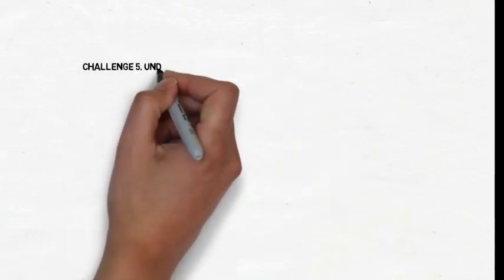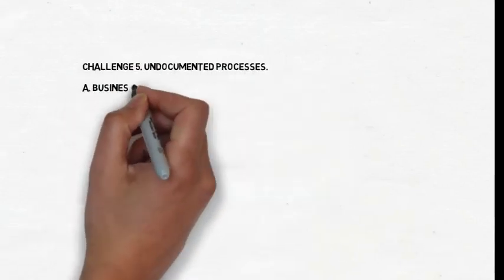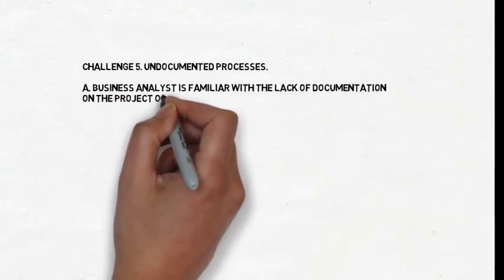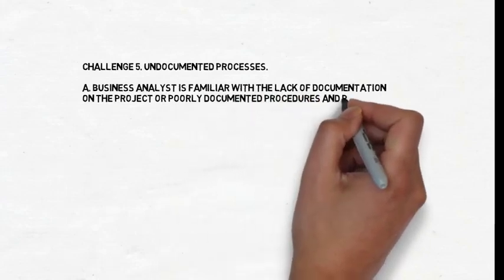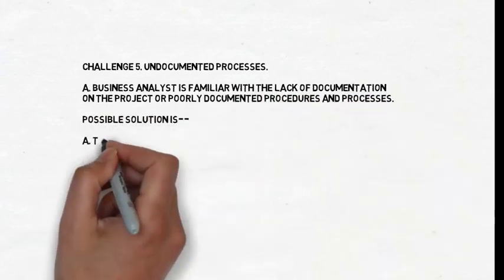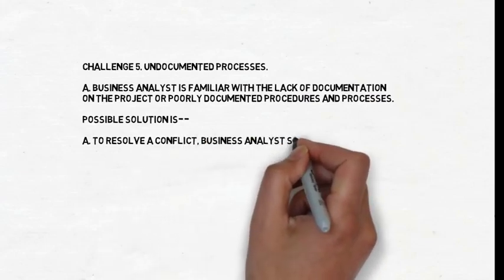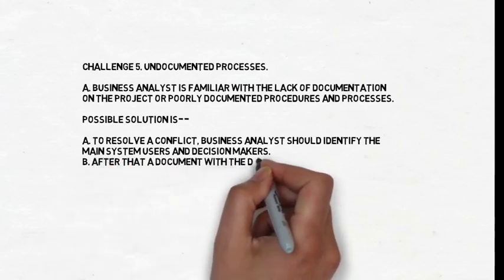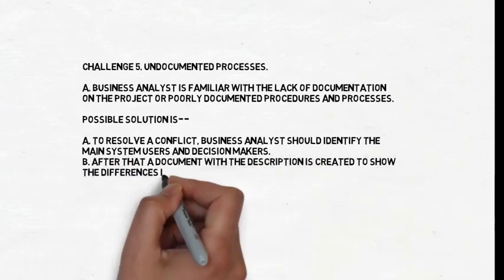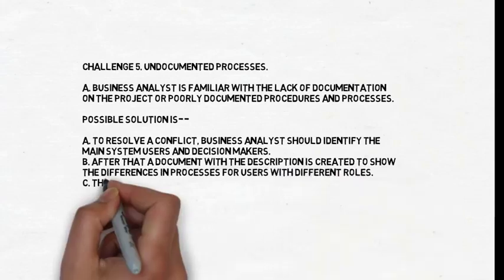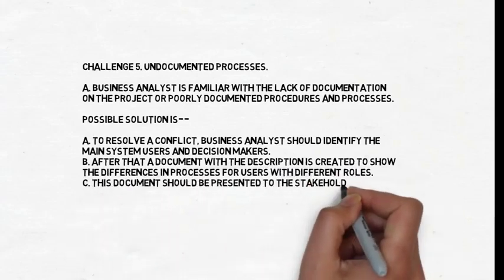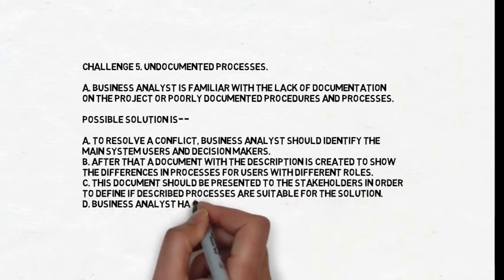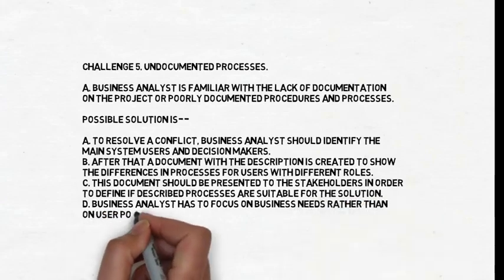Challenge 5. Undocumented processes. BA is familiar with the lack of documentation on the project or poorly documented procedures and processes. Possible solution is: to resolve a conflict, BA should identify the main system users and decision makers. After that, a document with the description is created to show the differences in processes for users with different roles. This document should be presented to the stakeholders in order to define if described processes are suitable for the solution. Business analyst has to focus on business needs rather than on user positions.